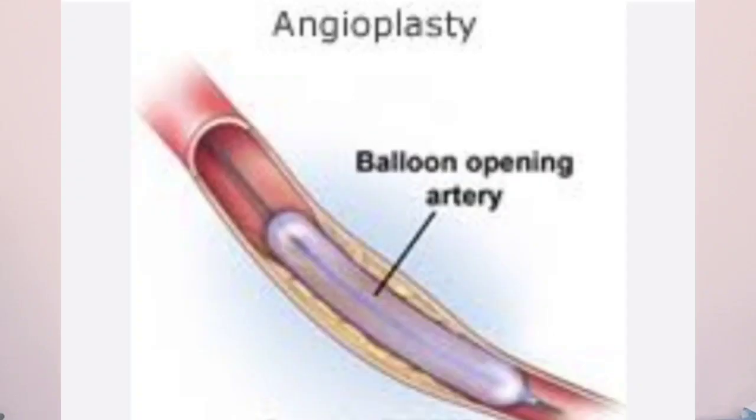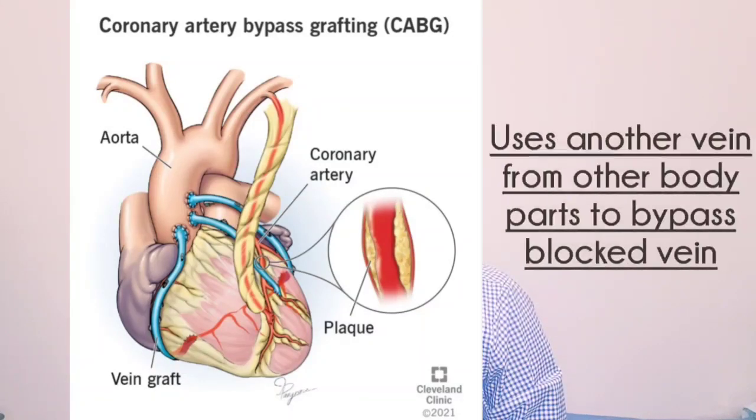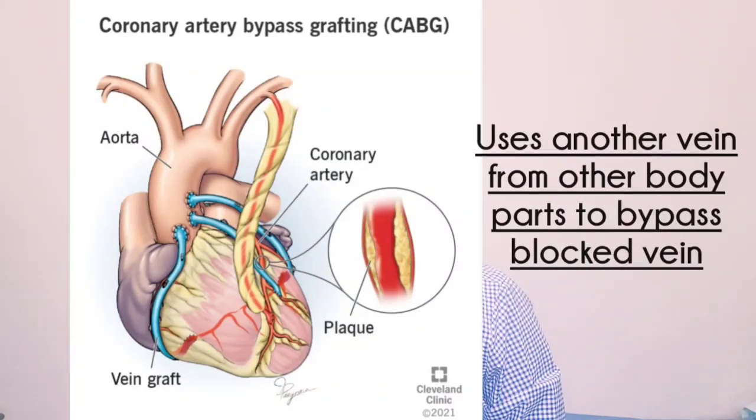Angioplasty is done by unblocking an artery by inflating a balloon inside to keep it open. And bypass graft is a procedure that uses another vein to bypass a blocked one.